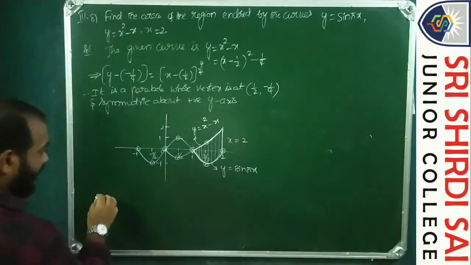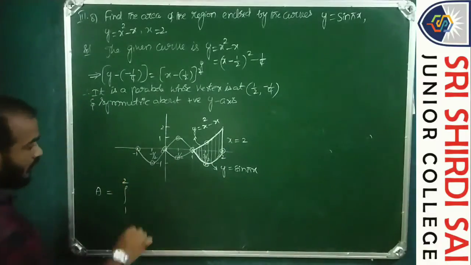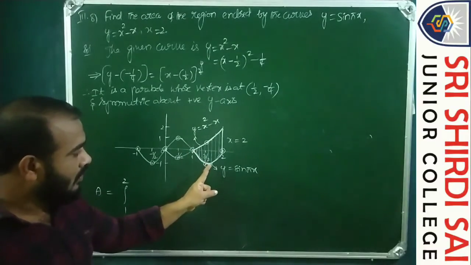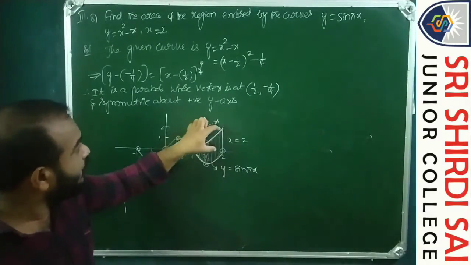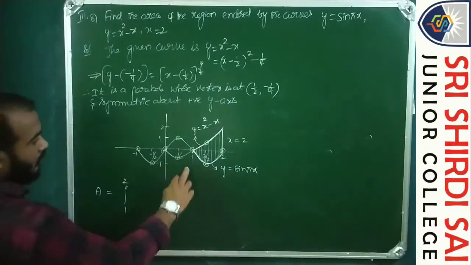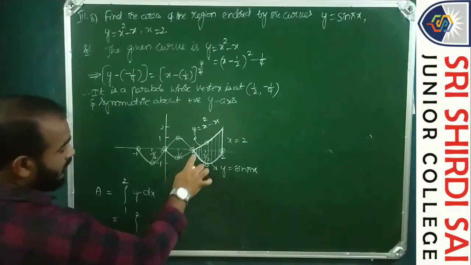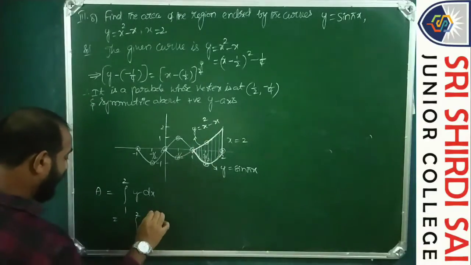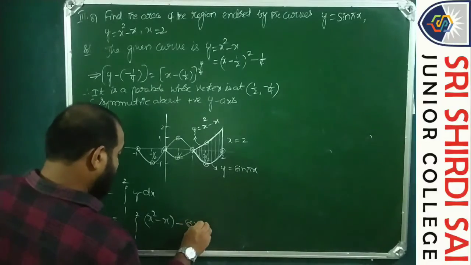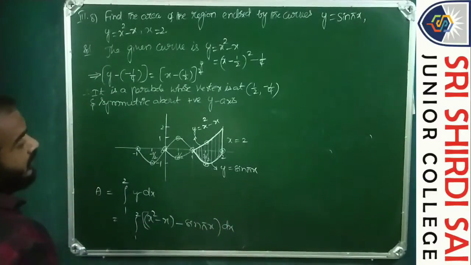Therefore area is equal to the integral from 1 to 2 of y dx, because at 1 both are intersecting, but they are not intersecting anywhere else, so we should restrict to x = 2 here. So from 1 to 2, what is y here? That is the upper curve x² - x minus the lower curve sin πx. So all we need to do is evaluate the integration for this.